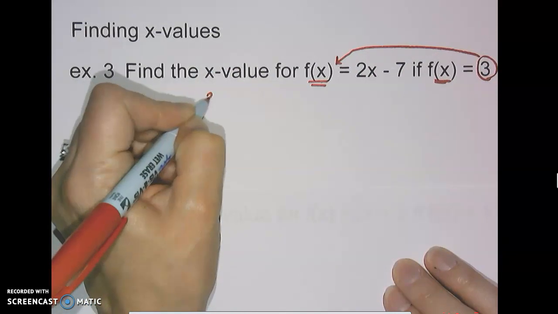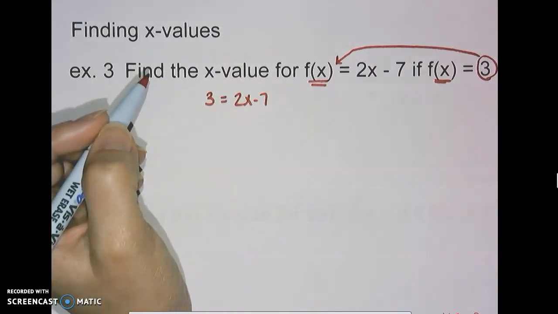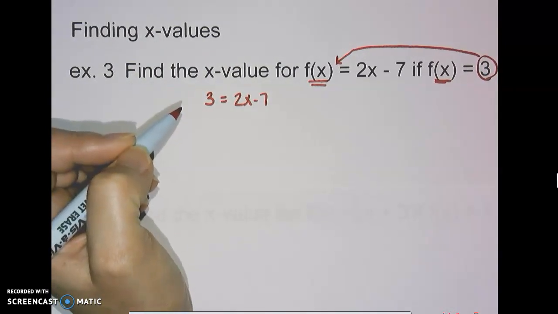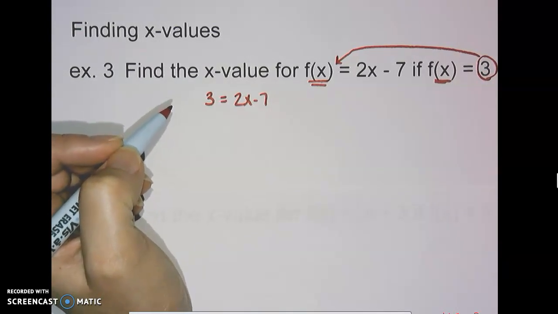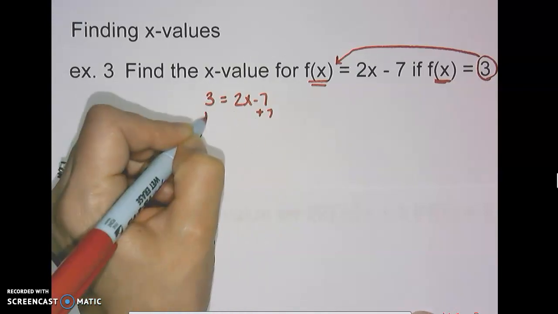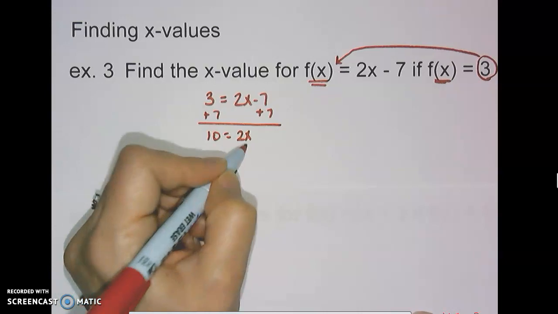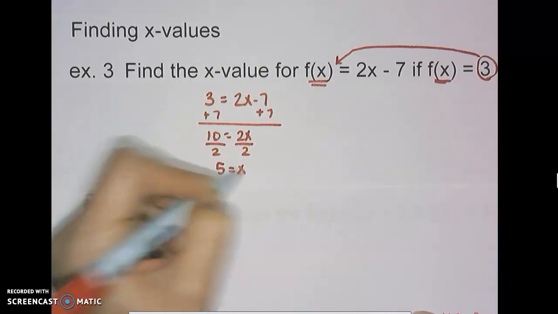So we're going to have 3 equals 2x minus 7, or you technically could do 2x minus 7 equals 3. You could very well do that. And so now we have a two-step equation to solve. We're going to add 7 to both sides. And then we would divide by 2. And we're going to get that x equals 5.